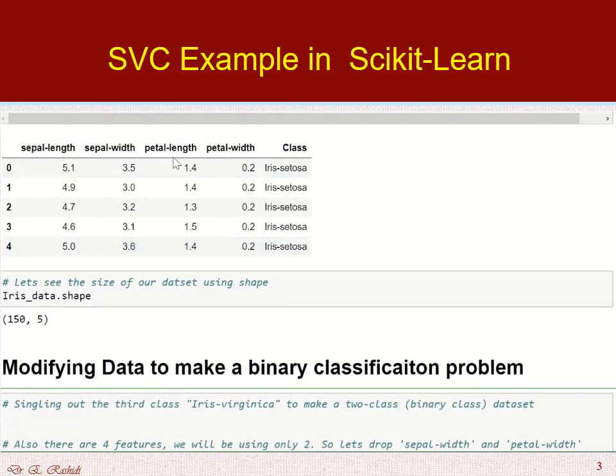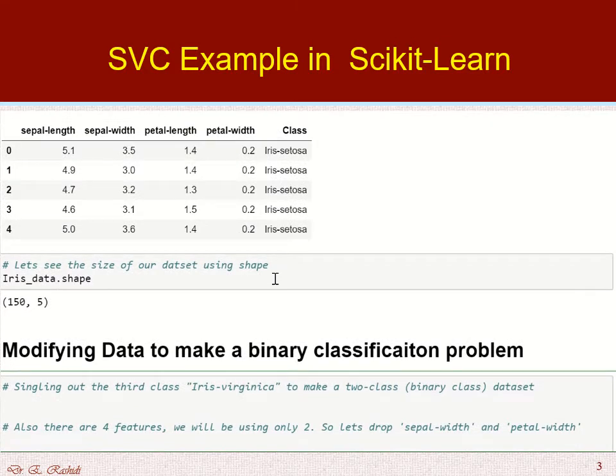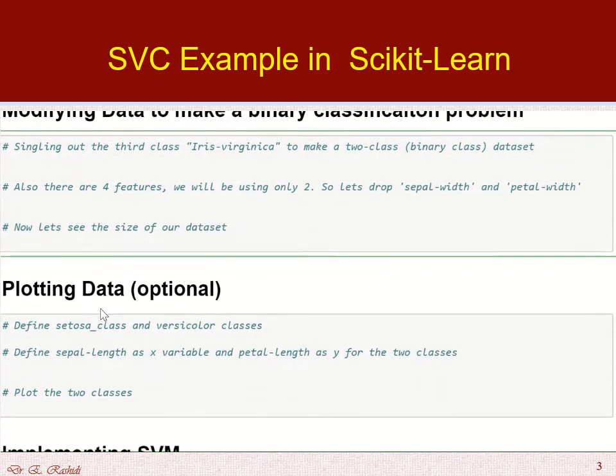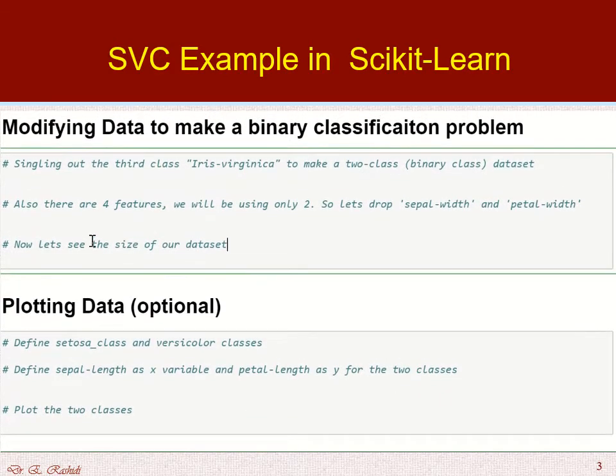Out of these 4 feature variables and the 3 classes that we have, because we want to do a 2-class, binary classification, we need to modify our data and keep 2 of the classes and get rid of the other class. Also, for illustration purposes, because we want to have only 2 dimensions, we need to keep 2 of the features and forget about the other 2 features. So we're going to modify our data for these purposes. First, we're going to single out the third class, which is the iris virginica, to make a two-class data set. So let's do that.